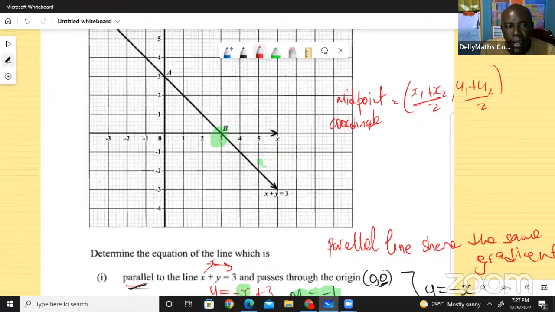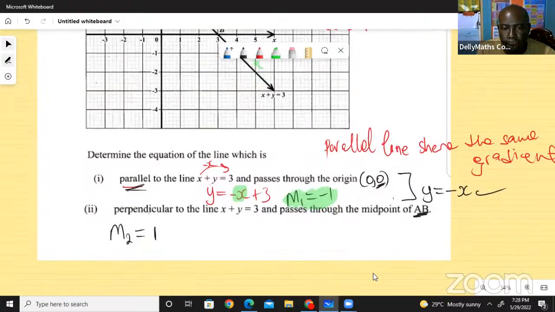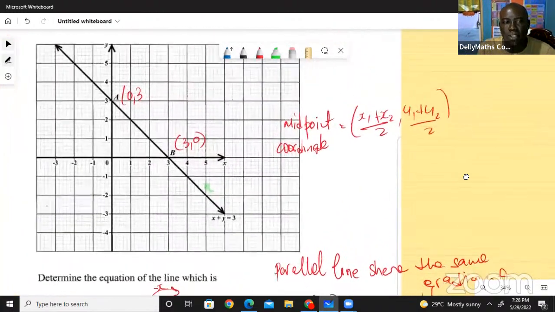So A is, see there, it's 0, 3, yeah? And B, hold on. Oh, it was AB, so that wouldn't be the midpoint anyway. Hold on, let me take off this. So right here, let me mark the coordinate at B. This is 3, 0. All right. So these are the coordinates. At A, we have 0, 3, and at B, we have 3, 0. So it passes through the middle of AB.